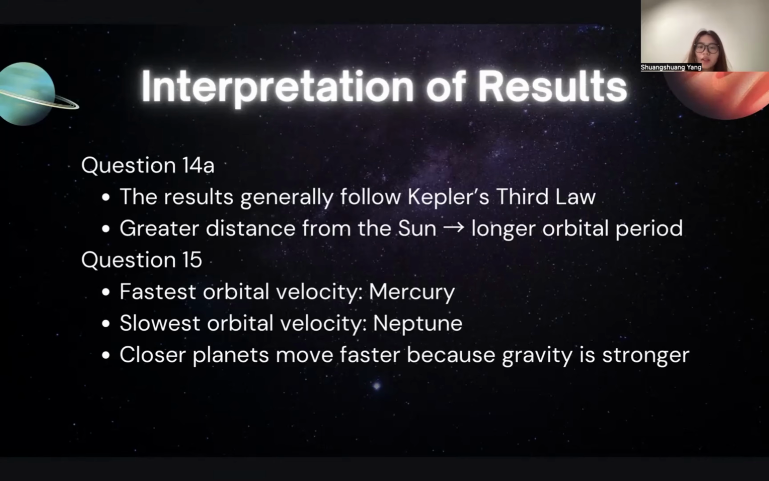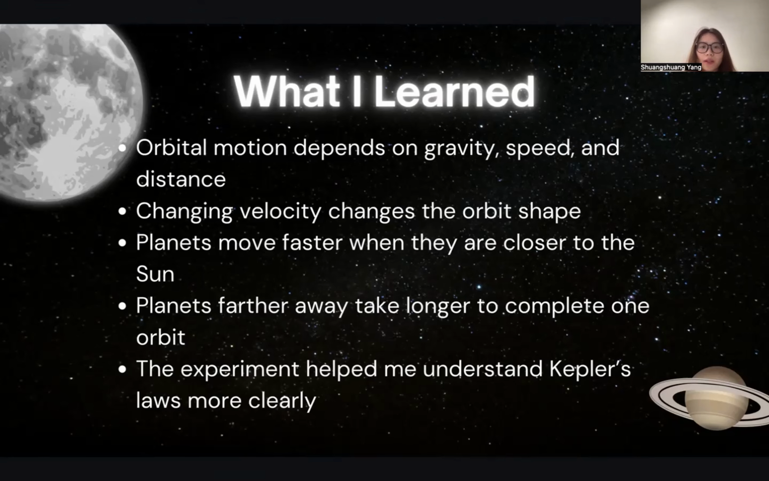For question 15, the planet in our solar system with the fastest orbital velocity would be Mercury, and the slowest would be Neptune. The reason is connected to gravity. Planets that are closer to the Sun experience a stronger gravitational pull, so they need to move faster to stay in orbit. Overall, this experiment helped me understand orbital motion much better than just reading about it.